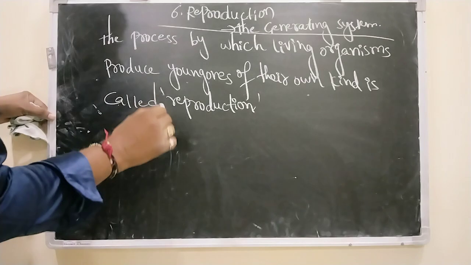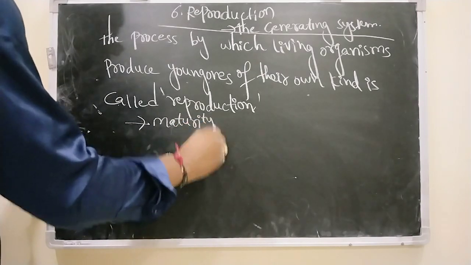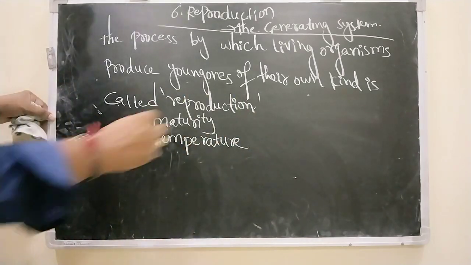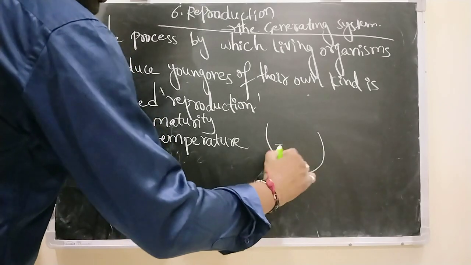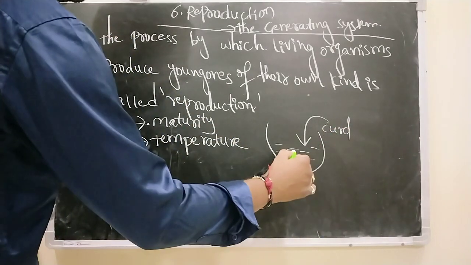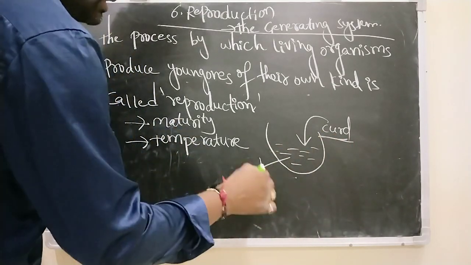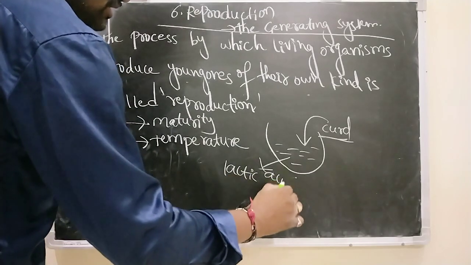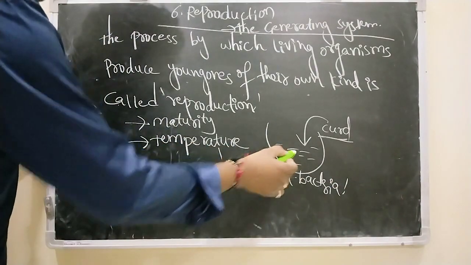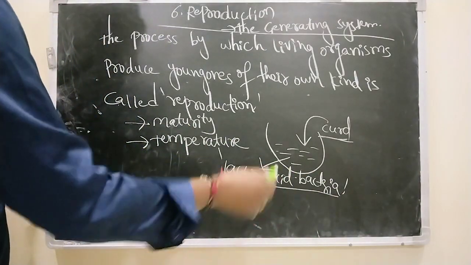So the conditions that are favorable to perform reproduction are, one, the body has to get maturity, and another is temperature. A certain temperature is needed for reproduction. For example, when we add a teaspoon of curd to lukewarm milk in a bowl, the whole milk changes into curd. It is because of the bacteria present in the curd, called lactic acid bacteria. This lactic acid bacteria converts milk into curd. And lukewarm temperature is suitable for the lactobacillus bacteria to perform reproduction, to increase its population, so that the curd is prepared.